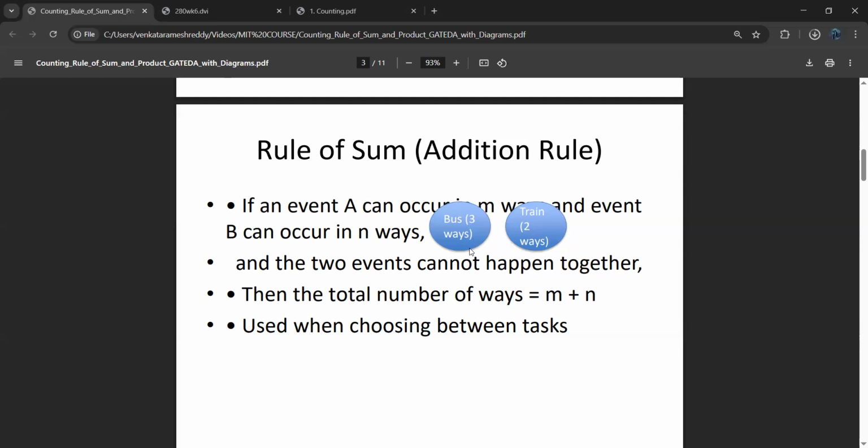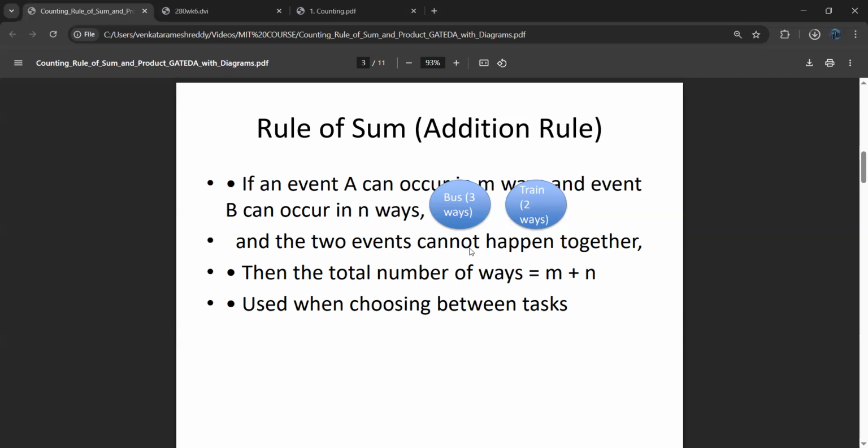Event A is bus, event B is train. So for bus I am considering three ways. For train I am considering two ways. So the total number of ways is equal to m plus n, where m equals 3 and n equals 2. So the total number of ways equals 3 plus 2 equals 5. That is the rule of sum. So it is used when choosing between tasks. It means whenever we are choosing some values between some tasks, we will be using this rule of sum principle.